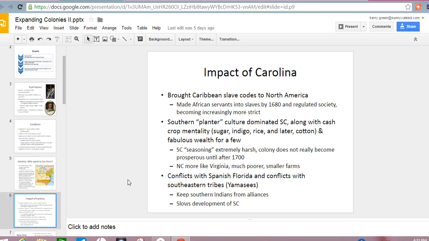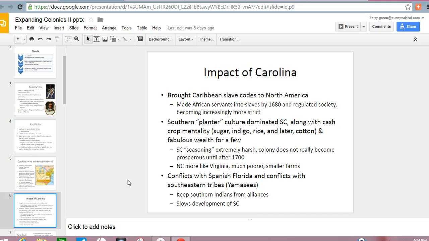The impact of Carolina, I've mentioned this already, is the Caribbean slave codes being brought to North America. And by the time you get to 1680, you really have the full transition of African servants turning into African slaves. And I mentioned this when we talked about 1619. That initially Africans were brought over, and their condition of servitude was not anything like what we think of when we think of slavery. I'm not suggesting that they were treated identical to English indentured servants, but it was not this permanent state. There typically was a way out.